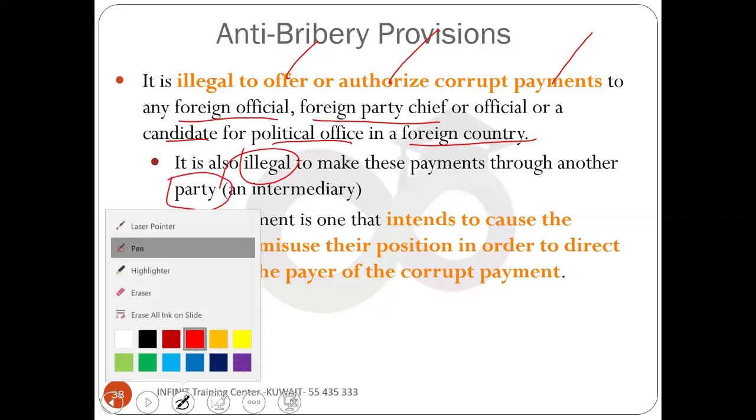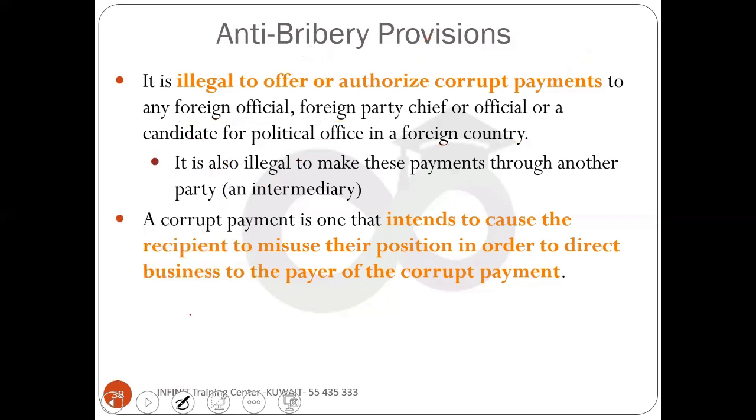Maybe someone doesn't want to come into the limelight, or doesn't want to show their face anywhere. They will do the payment through an intermediary. Even that is going to be illegal as per the anti-bribery provisions.